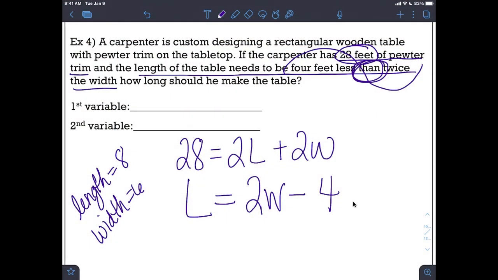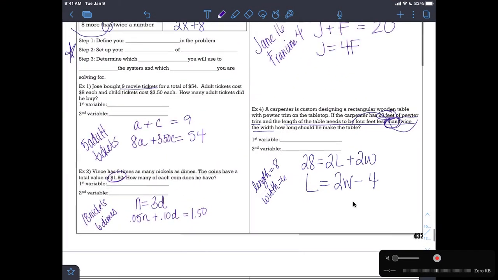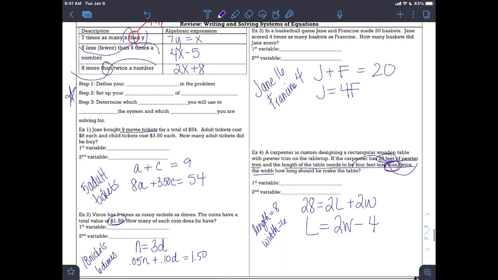So, of course, you could totally solve all of these problems by hand. However, we want to focus on utilizing our calculator. We already know how to solve them by hand. We want to make sure that we have the skills to move through this as quickly as possible.